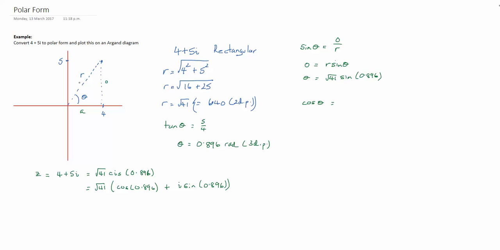Now if we also looked at the cosine of that angle, going back to this triangle here, that would be the adjacent over r, making a the subject of this. You'd have r times cos theta. So in this particular case, A would equal root 41 times the cosine of this angle.